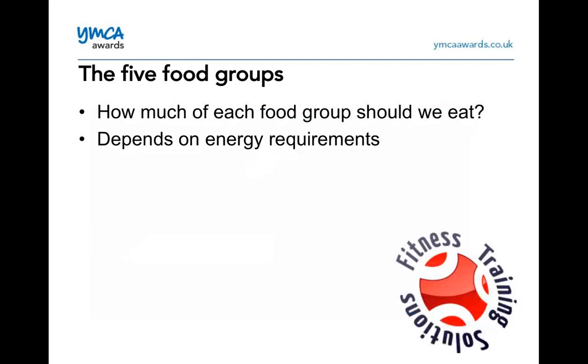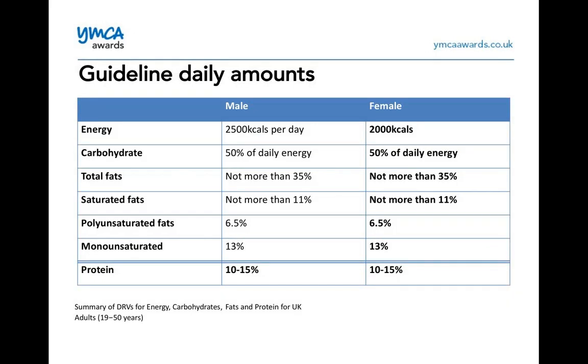So how much of each food group should we eat? Depends on energy requirements, obviously. So if you're looking at a male consuming an energy of 2,500 calories per day, carbohydrates 50%, so it should be exactly the same for male or female, but the only thing that changes is the energy requirements. So depending on an individual's energy intake they need. So they recommend males 2,500 calories per day, females 2,000 calories a day. The percentages don't change, but that's just a percentage. That's not actually the grams of how much carbs they consume in one day. So we would have to work that out.